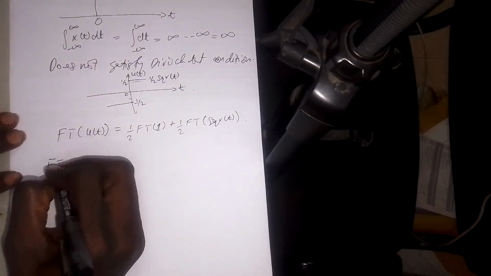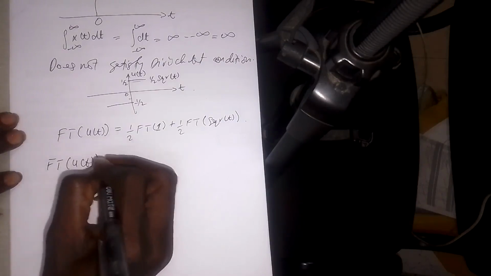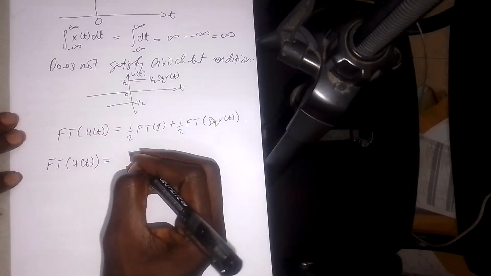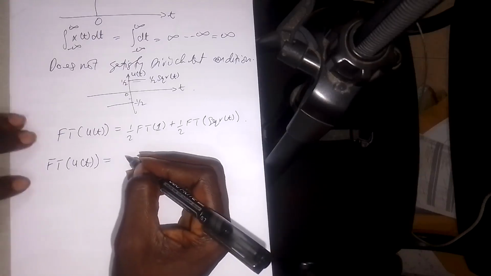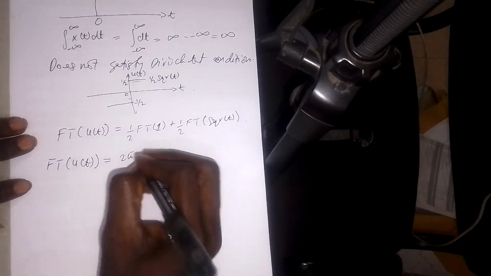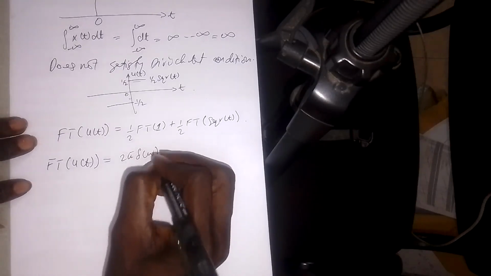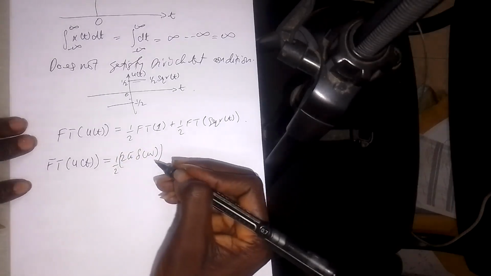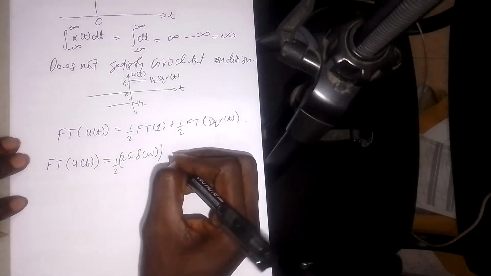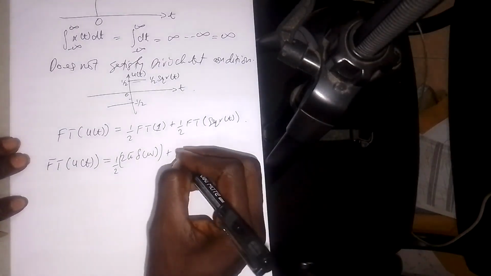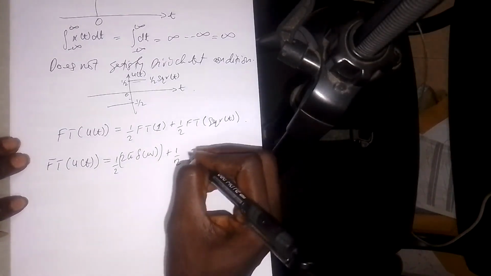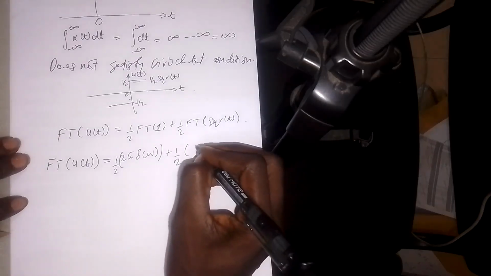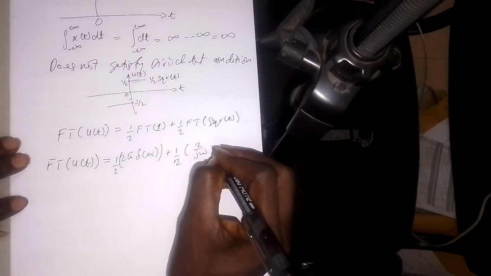So now here, the Fourier transform of u of t is equal to what? The Fourier transform of 1, that one we got to be 2 pi delta of omega. So half of that, and then plus half of the square wave. The square wave, we just found that one. We got the square wave to be 2 on j omega.